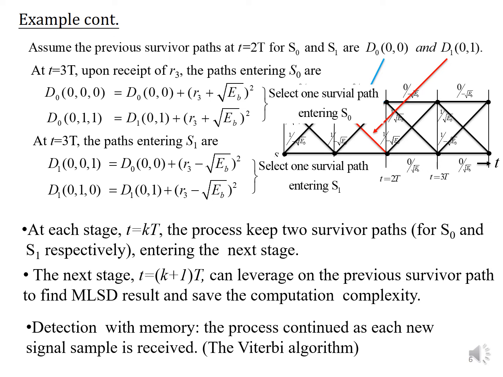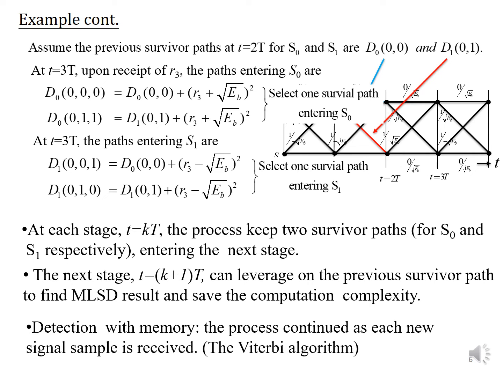So the decision of the path depends on memory, and in this process, when each new signal sample is received, we can have a very quick decision of the new survival path, and from the survival path we can make a decision of the path. This survival path strategy is called the Viterbi algorithm.